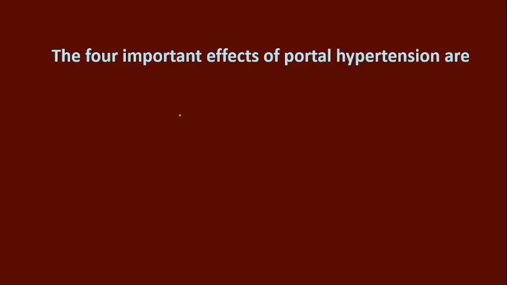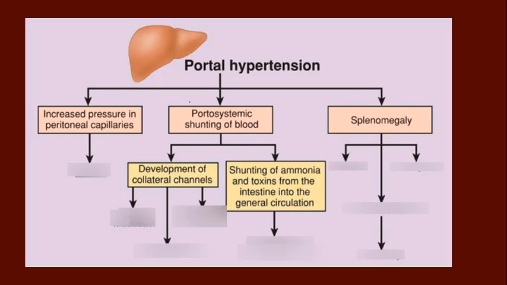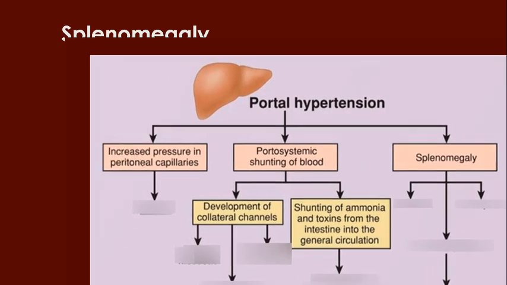As a result of increased portal venous pressure, the collateral channels developed and shunting of blood, resulting in collateral shunts, like, as we mentioned, esophageal varices, piles, caput medusae, and retroperitoneal shunts. Splenomegaly.